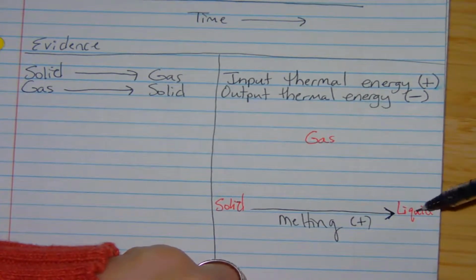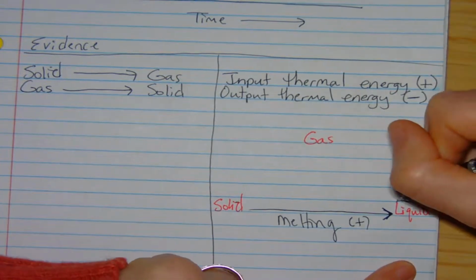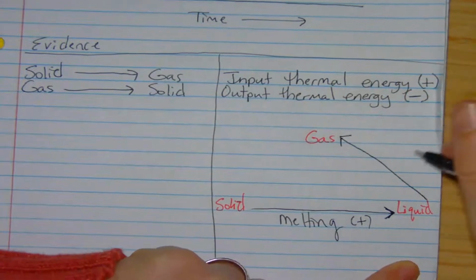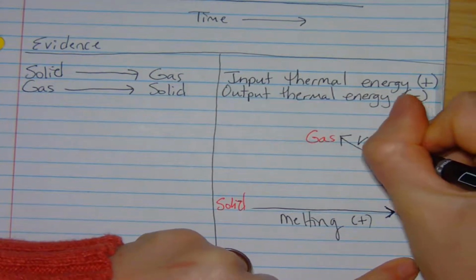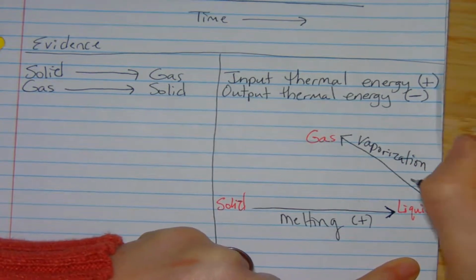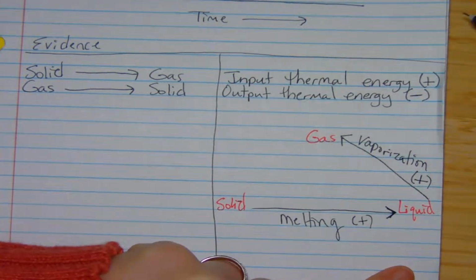Now we've got the pot of water on the stove. We're going to turn it to a gas. We know that we have to keep inputting energy, and this is called vaporization, where we're turning it into a gas. So that's also an addition.